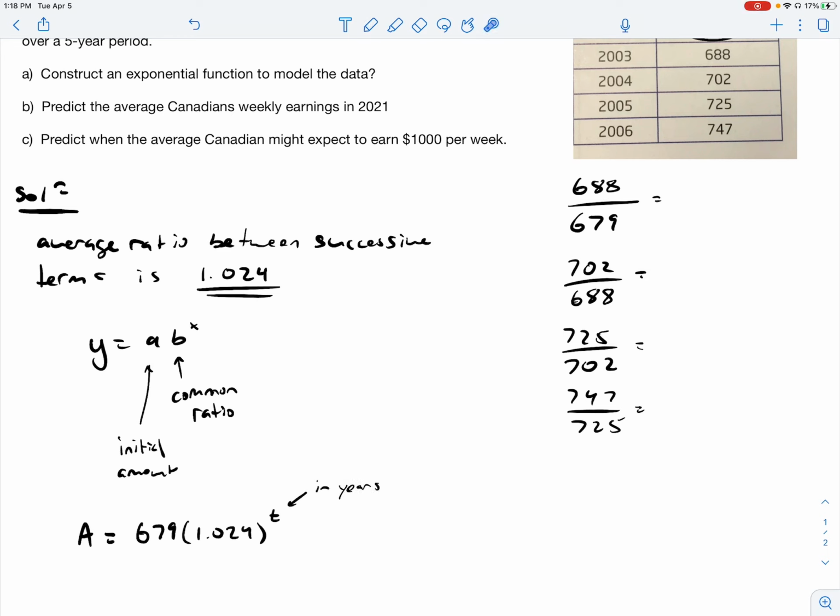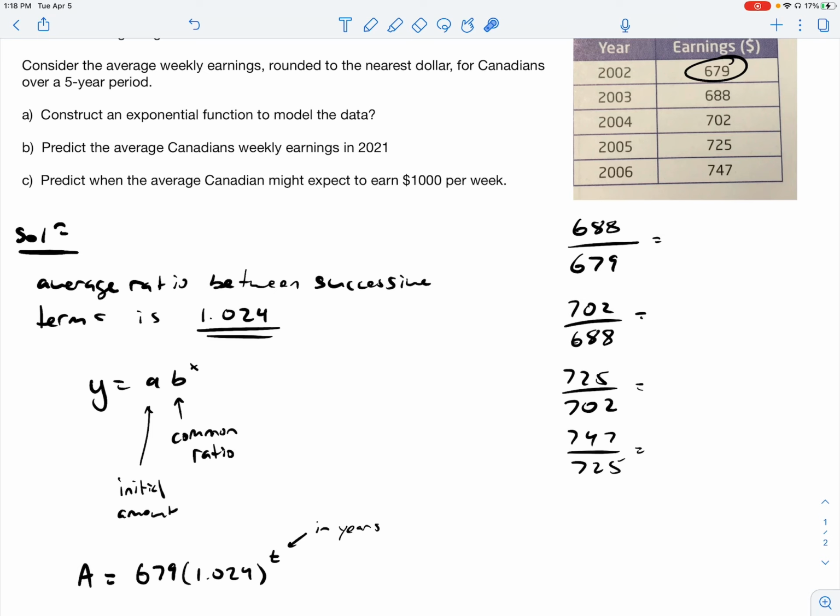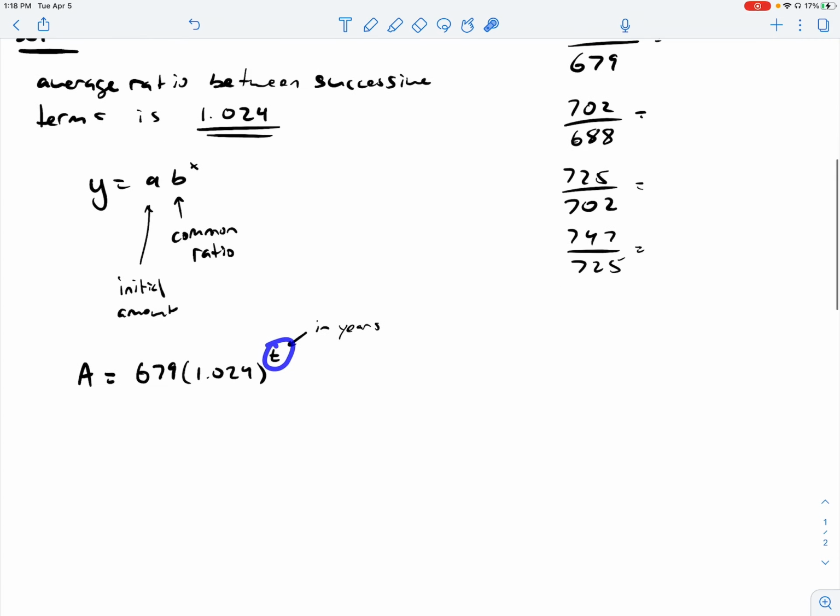Okay, notice this time up here always has to coincide or correspond with these values in here. So notice each value is given every year. So that means time must be in years. So when we calculate this ratio, 1.024, that's because we were dividing the amount between each year. So the exponent needs to be in years. Okay, so that is basically it. That's how we could do these kind of questions.